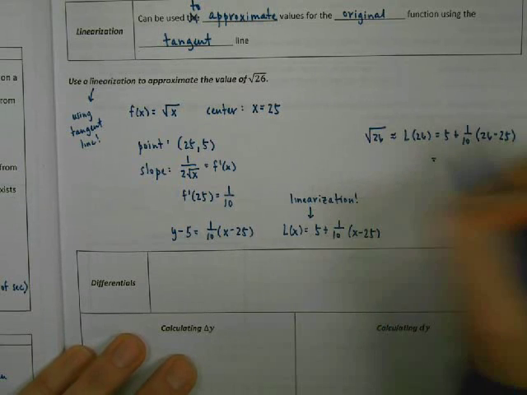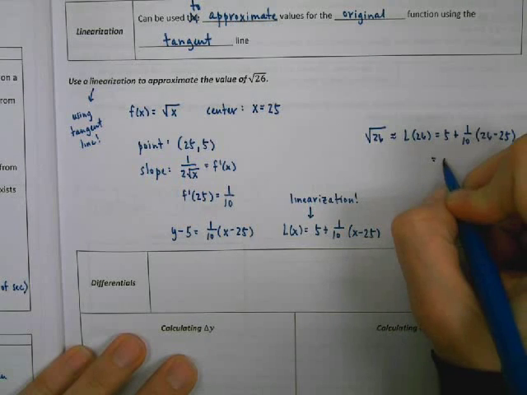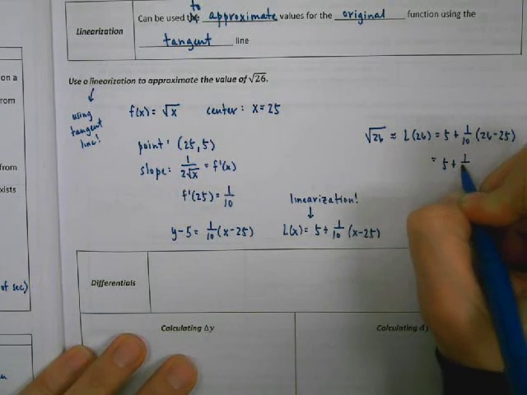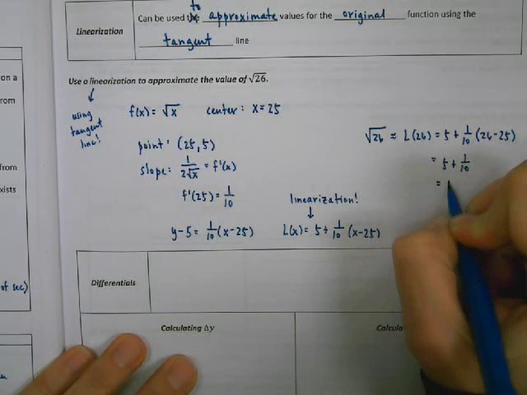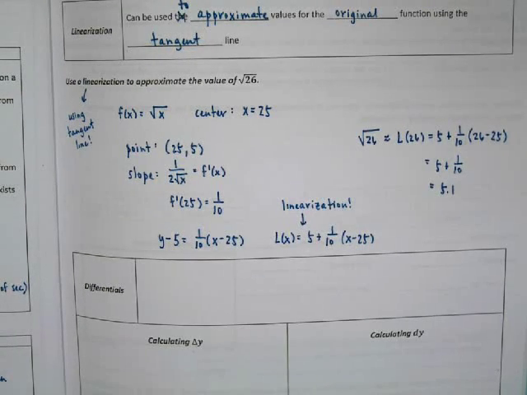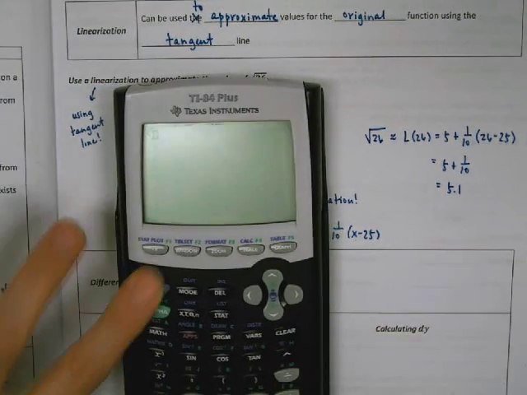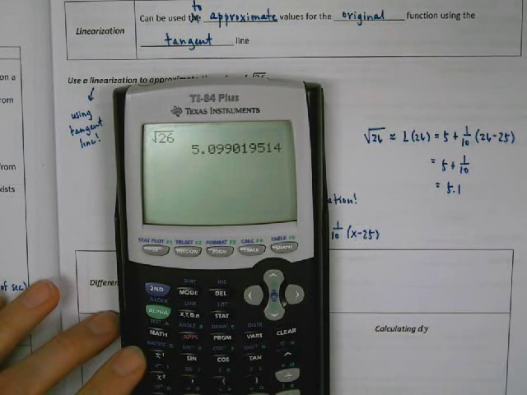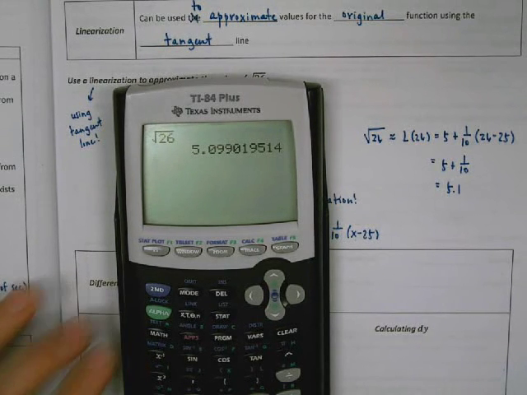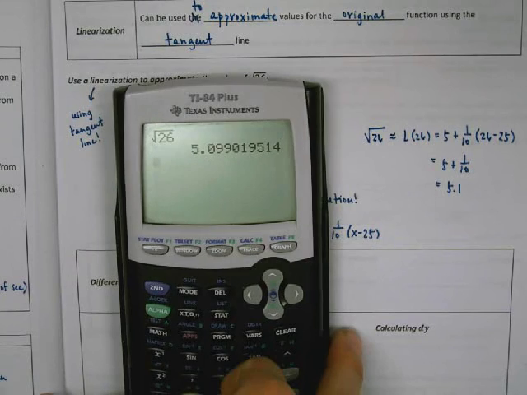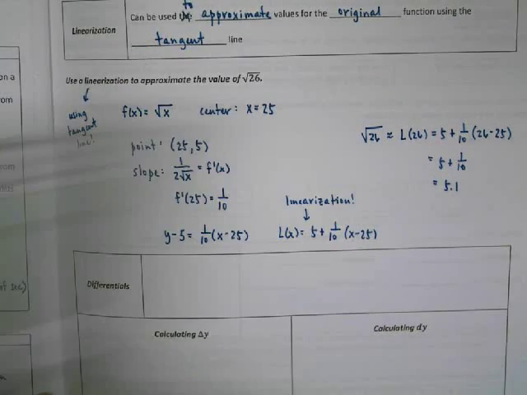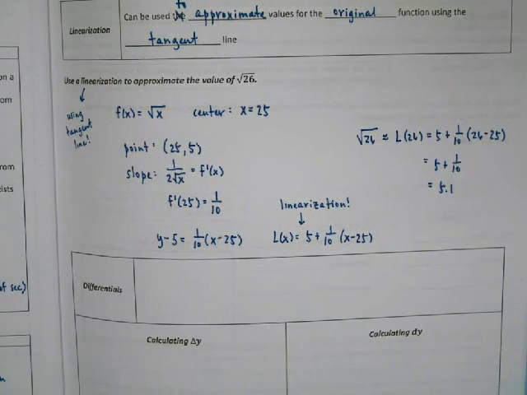So now we go ahead. That's just going to give me 5 plus 1/10. So I know that's 5.1. So I know the square root of 26 is approximately 5.1. If I were to put it in my calculator, we can see that that is a really close approximation. So that's the idea with linearizations. We're using it to approximate the value of a function.